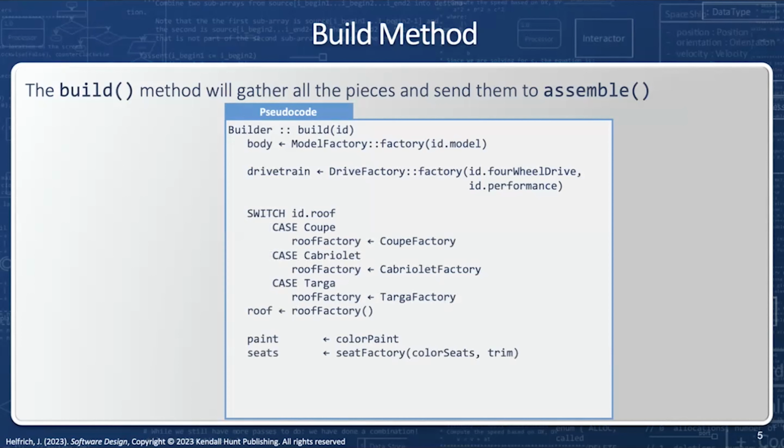And I'm going to create the seats for my seat factory, and I'm going to create my trim for my trim factory. Now that I have the body, the drivetrain, the roof, the paint, the seats, and the trim pieces, I have all these together. Now I can go and assemble them all together into my Porsche.